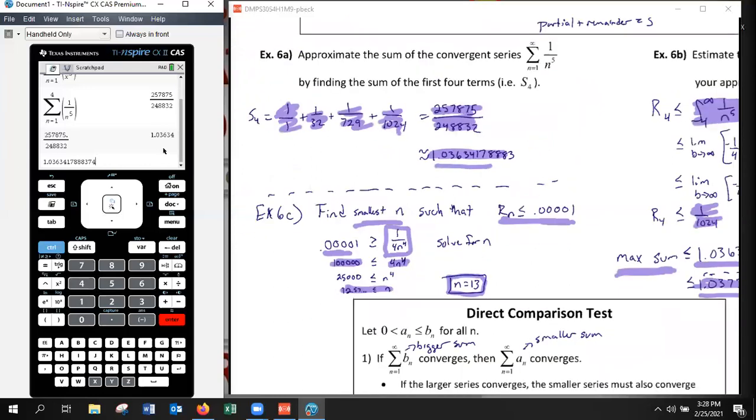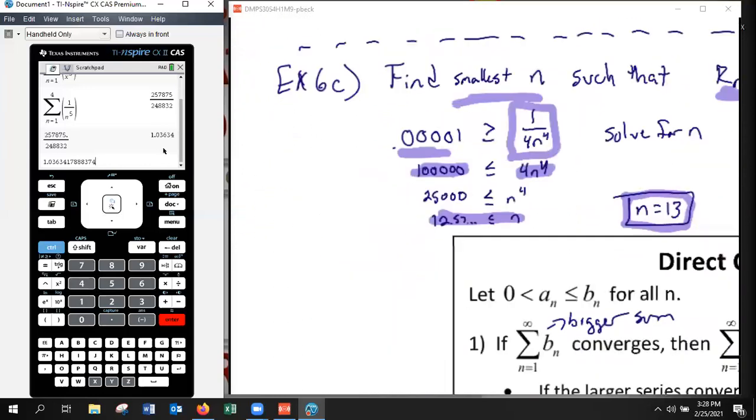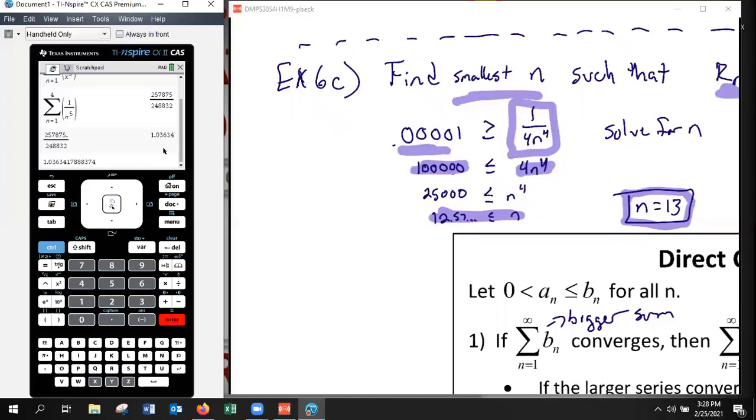So, quick recap of where we've been. In 8.2, we talked about the nth term test for divergence. And then also in 8.2, we talked about geometric series. Then today, we've talked about the integral test.